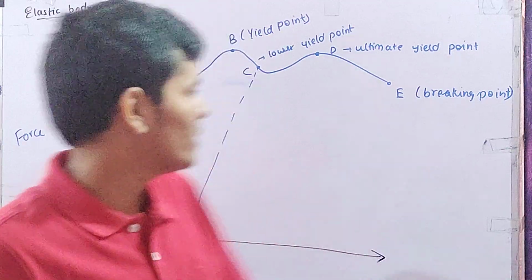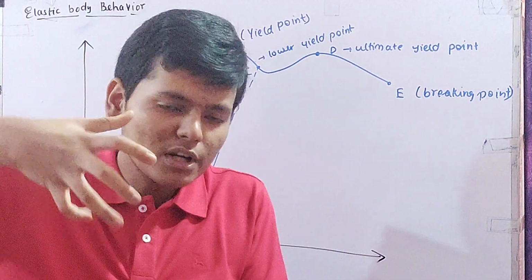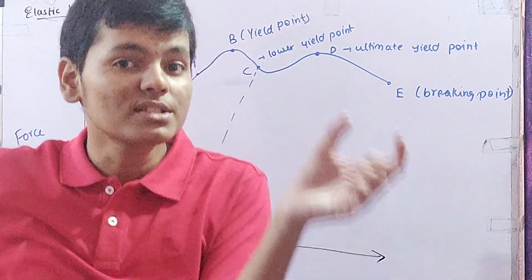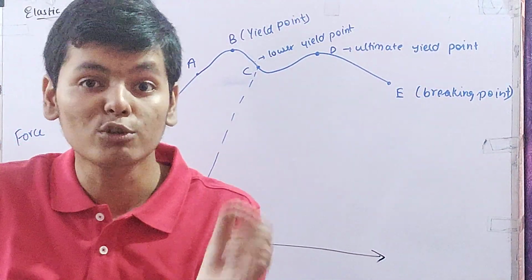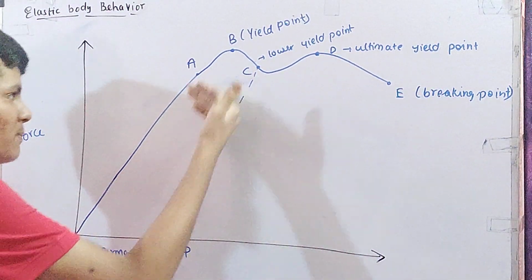And what is that limit over here? Point E. After this point, if you put a lot of force on the rubber band, it ultimately breaks. So that point, when the rubber band breaks on applying too much force, is called the breaking point. Okay. Now coming to this part of the graph.